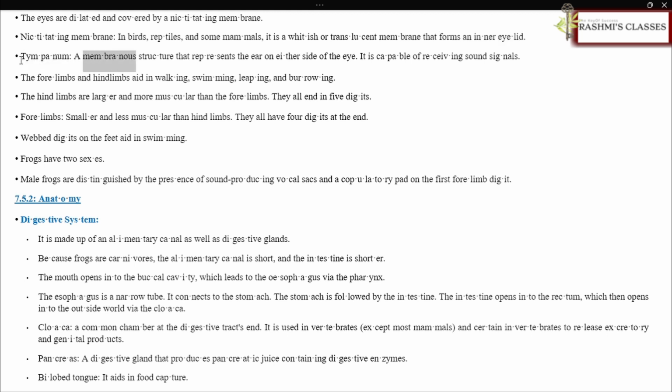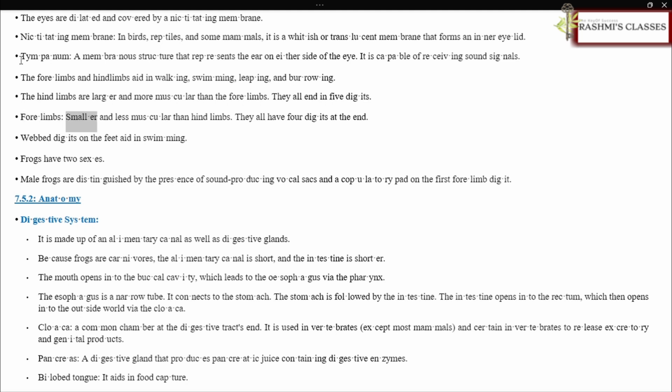Tympanum, a membranous structure that represents the ear on either side of the eye. It is capable of receiving sound signals. The forelimbs and hind limbs aid in walking, swimming, leaping, and burrowing. The hind limbs are larger and more muscular than the forelimbs. They all end in 5 digits.